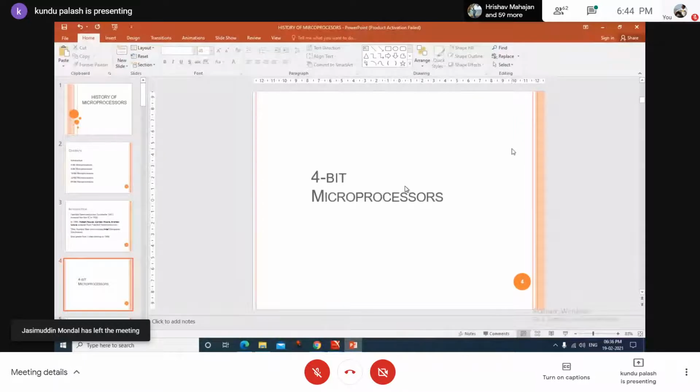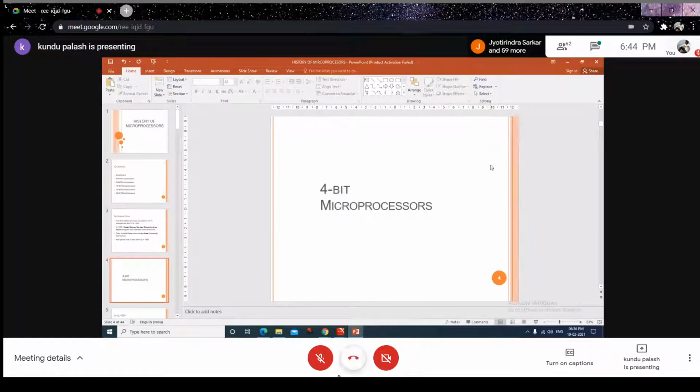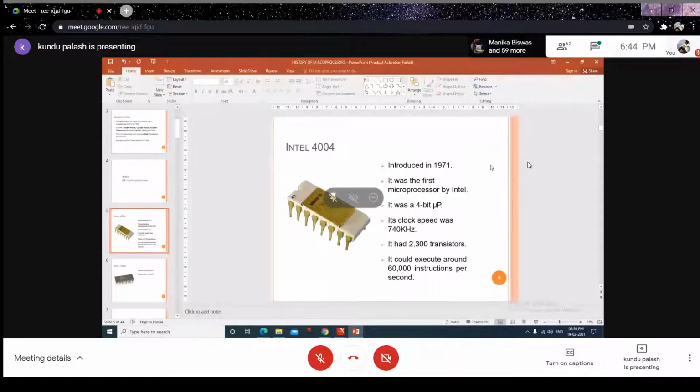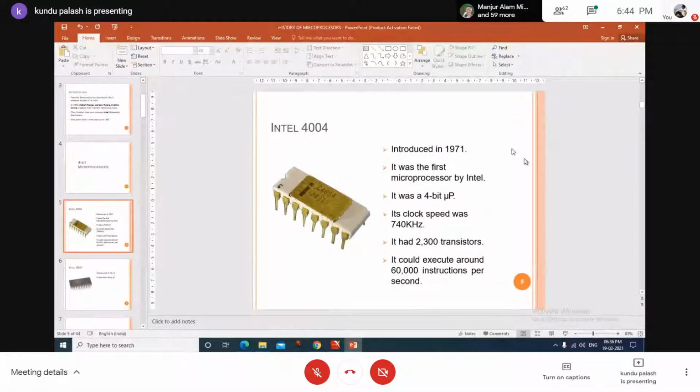So the first kind of microprocessor, which is the 4-bit microprocessor in 1968, could perform the arithmetic and logical operations. The maximum value of that number is 4-bit, the decimal equivalent is 15. So the first kind of microprocessor, the 4-bit microprocessor, the model name is 4004, in 1971, introduced by Intel. It was a 4-bit microprocessor.